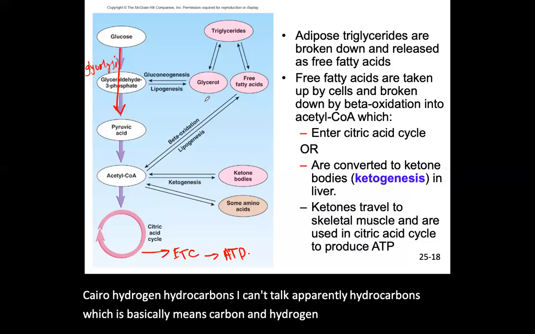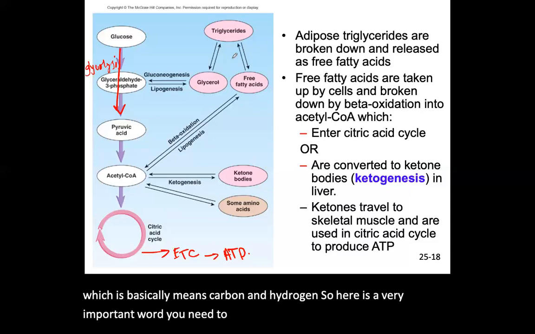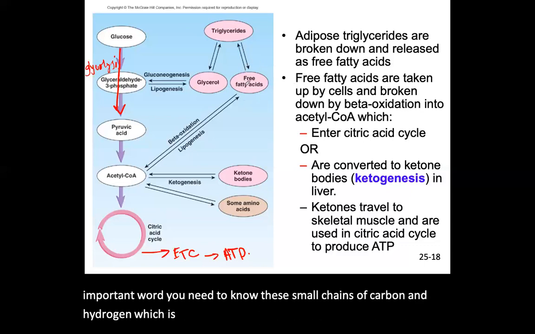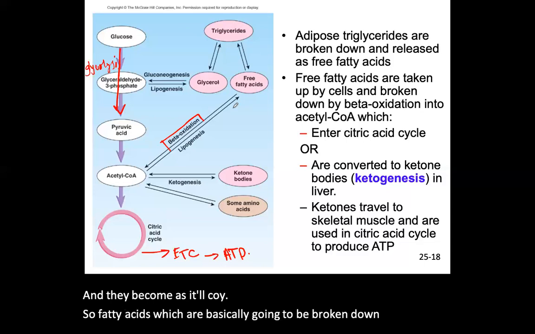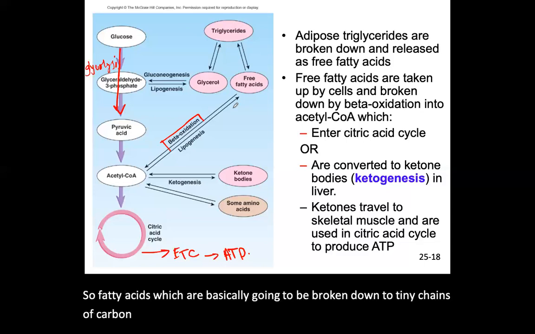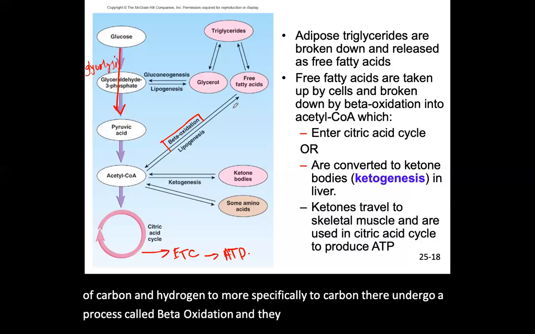Here's a very important word you need to know. These small chains of carbon and hydrogen, which are part of the fatty acids, undergo a process called beta oxidation, and they become acetyl-CoA. So fatty acids are broken down to tiny chains of carbon and hydrogen, more specifically two carbon, they undergo a process called beta oxidation, and they form acetyl-CoA.